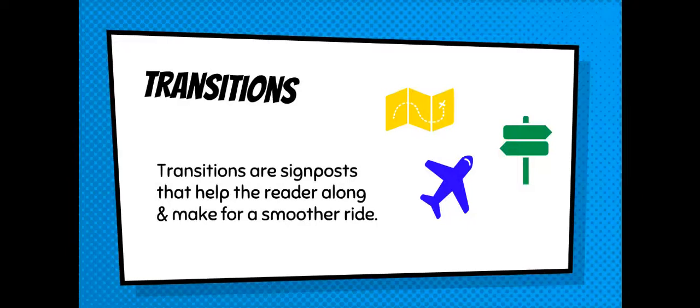Transitions are those words and phrases that show the relationships between ideas. In doing this, they act like little signposts along the way that help the reader know how two ideas are connected to each other. Additionally, they help smooth out a paragraph and make it sound more fluent and sophisticated.